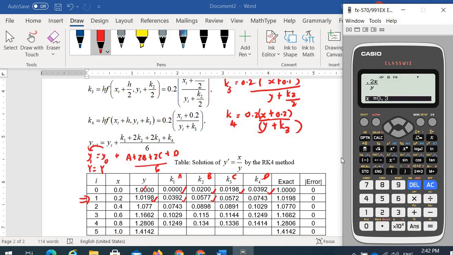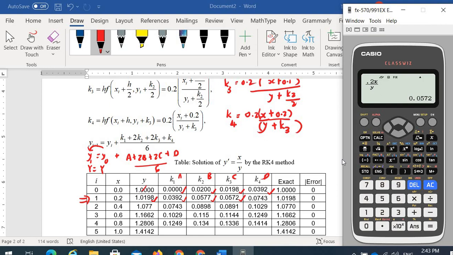For K3, X in K2 and K3 are the same, so you just go down to change the Y value. For K3, Y is Y plus K2 divided by 2. So 1.0198 plus K2 0.0577 divided by 2. This is why, going down, you get K3 equal to 0.0572.